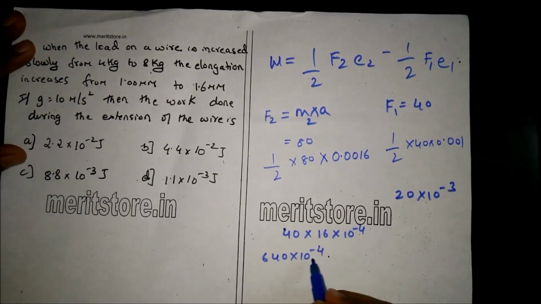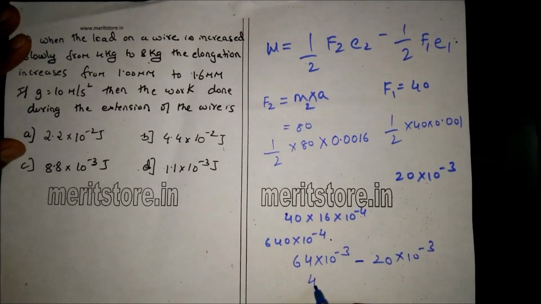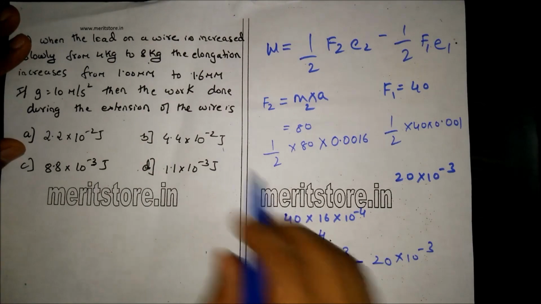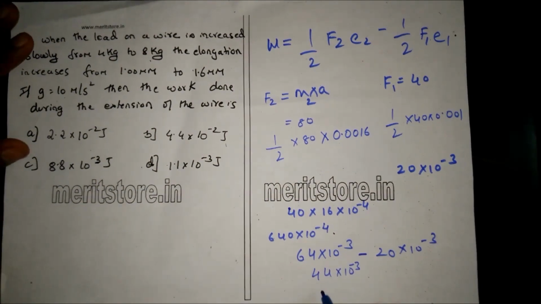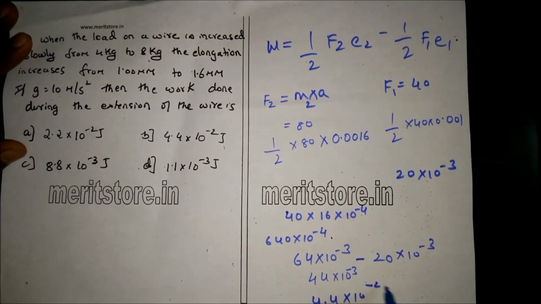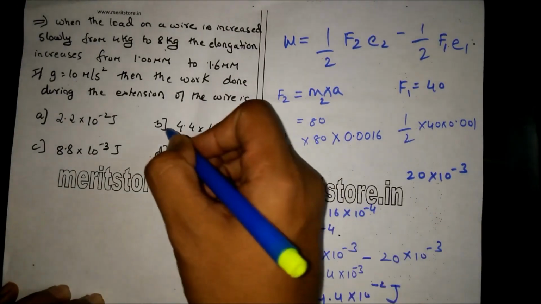Now we'll convert the first term to minus 3, which gives us 64 into 10 raised to minus 3 minus 20 into 10 raised to minus 3, which gives the answer as 44 into 10 raised to minus 3. Since the answer is in two digits before the point, we shift one more place, which gives 4.4 into 10 raised to minus 2 joules. Hence the work done is 4.4 into 10 raised to minus 2 joules. The correct answer is option B.